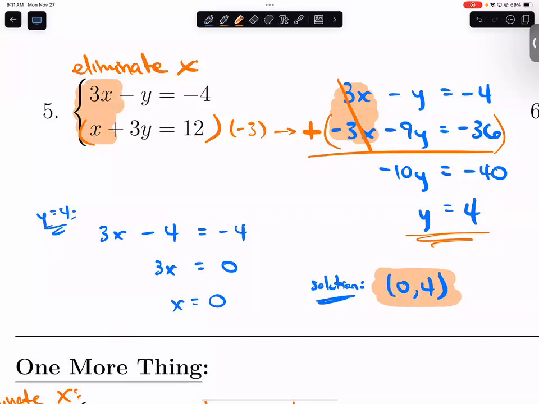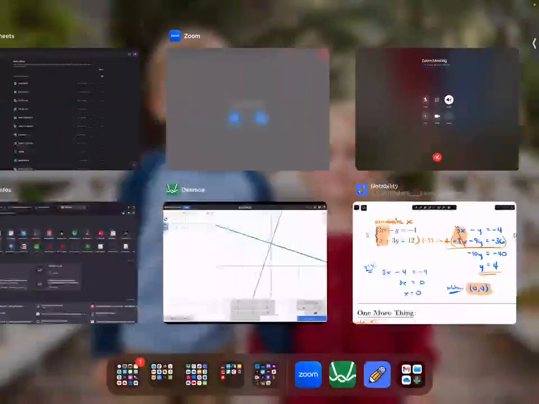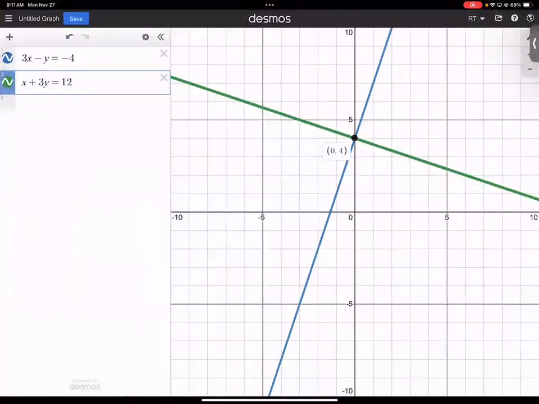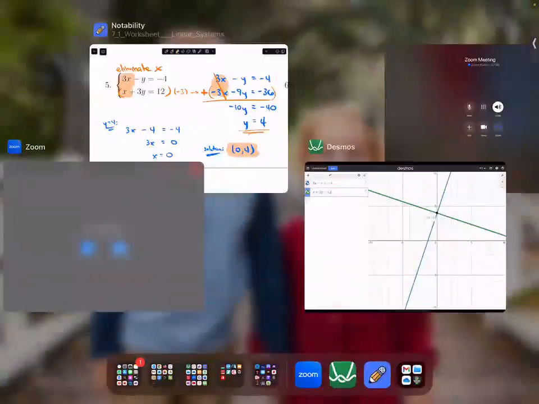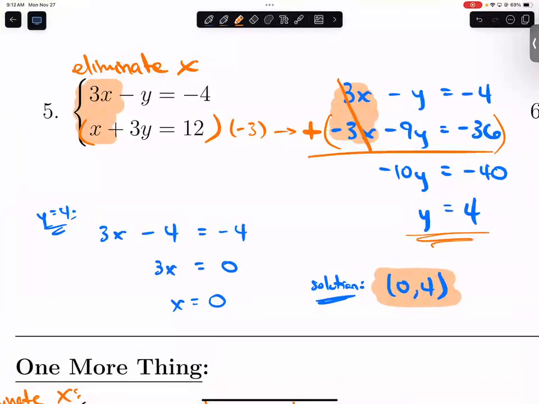So the solution is the point (0, 4). Right, it's an ordered pair. It's the intersection of these two things. I can check with a graph. I think I have that here somewhere. (0, 4). There you go, is the one point where these two things intersect. So that's the solution to the system. Okay? Everybody feel okay about that?